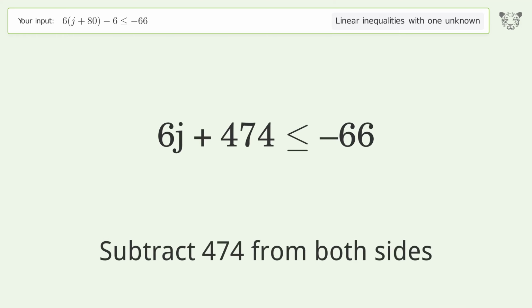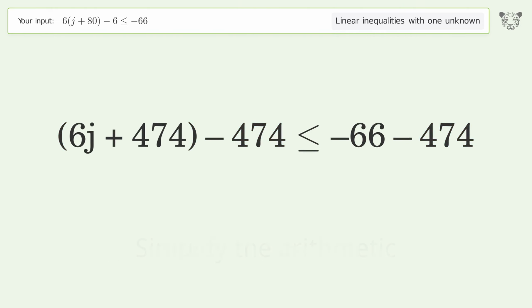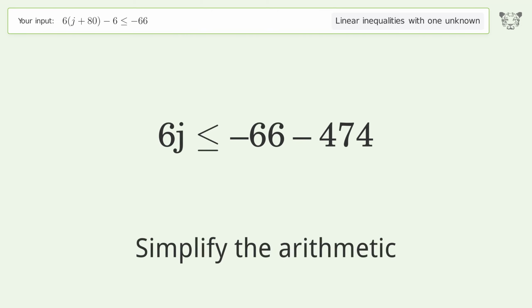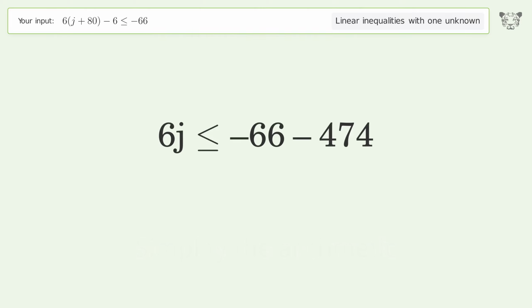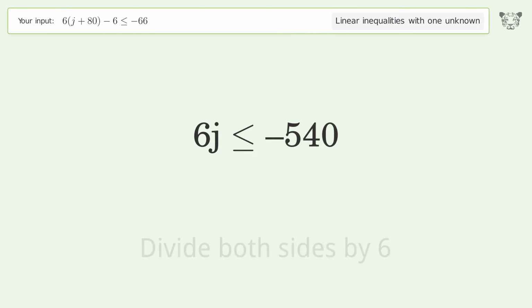Subtract 474 from both sides. Simplify the arithmetic. Isolate the j. Divide both sides by 6.